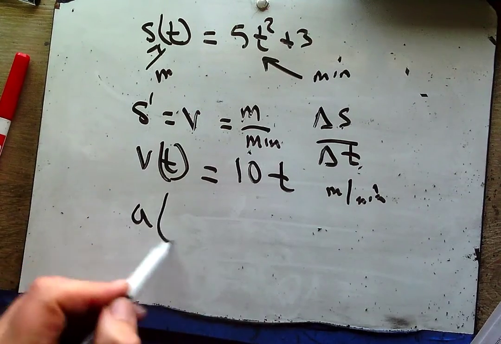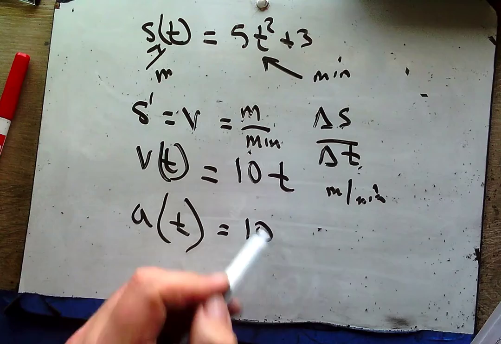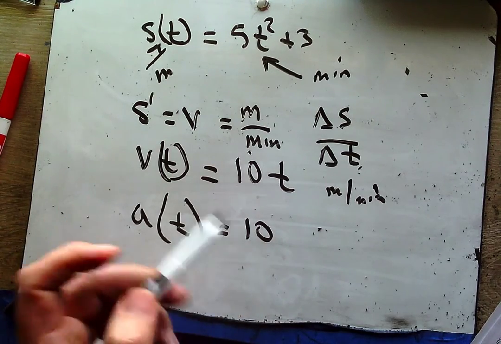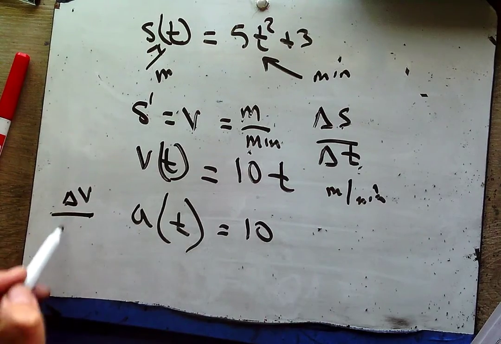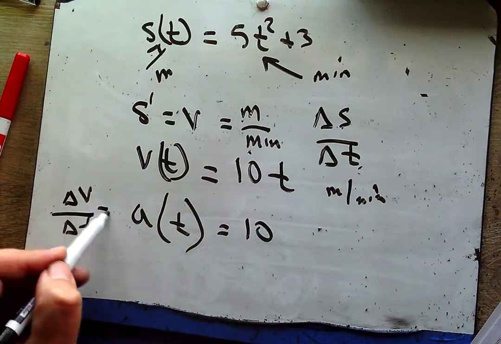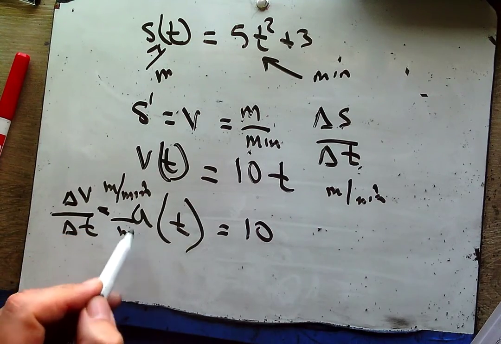We're also asked to find acceleration, which is the derivative of velocity. That's just going to be 10. But what about the units? Well, acceleration is a change in velocity over a change in time. So this was meters per minute over minutes.